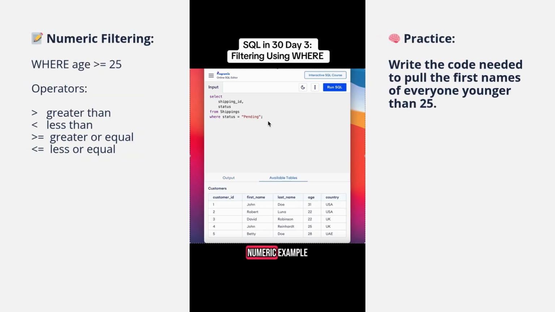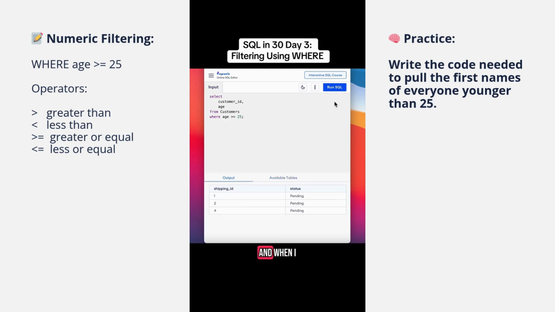Let's do a numeric example. Let's say my boss asked for the customer ID of customers aged 25 or older. So that means that I need to select the customer ID and the age from the customers table, where the age is greater than or equal to 25. I don't need quotation marks around 25 since it's numeric. And when I run this, I get the expected output.